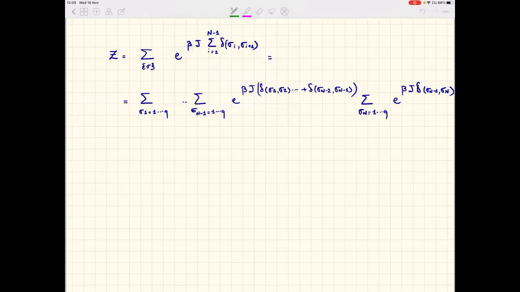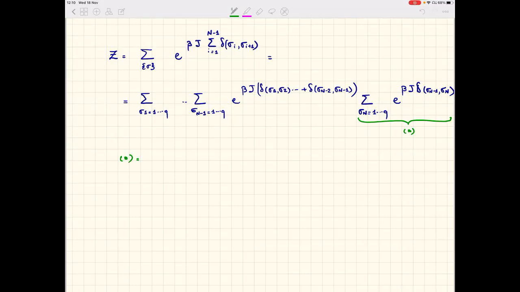And now what I would like you to figure out is what is this summation equal to? Let me help you. Imagine that sigma n minus 1 is equal to some number between 1 and q. It doesn't matter which one. And now I'm summing over sigma n.